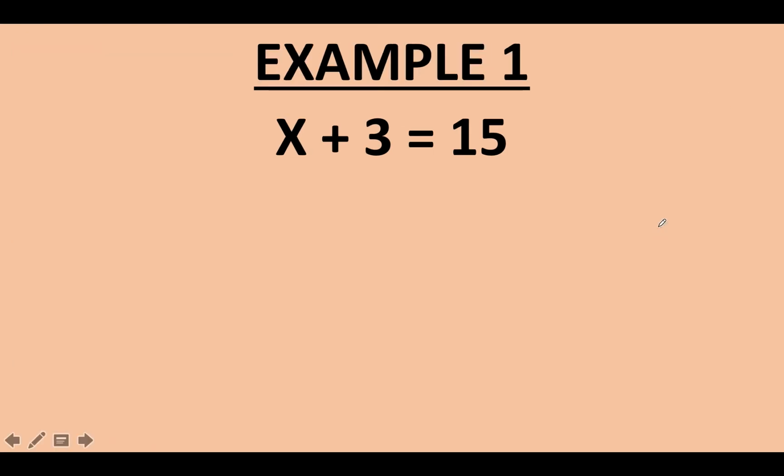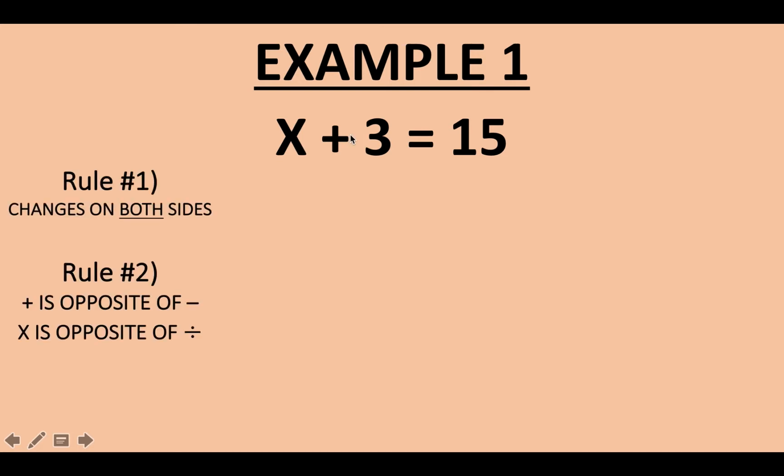So let's get started with the first one that was already presented on our screen. And because this is our first time working on it, I'm also going to put up the rules on the side so that we can always reference it while we're working on the problem. Okay, let's look at our equation. We have x plus 3 equals 15. Remember, we're trying to figure out what this x is equal to.